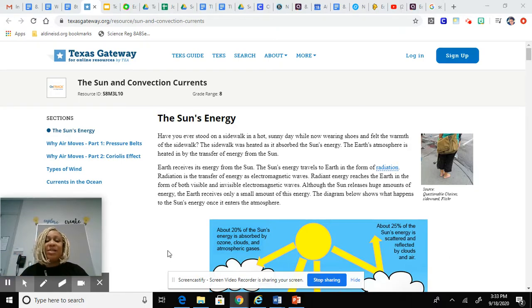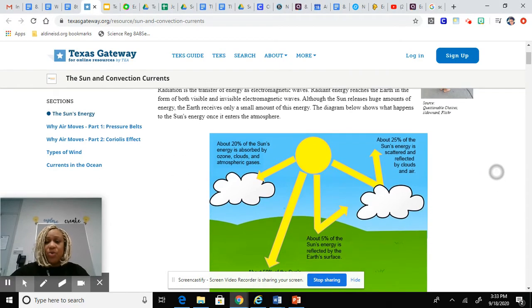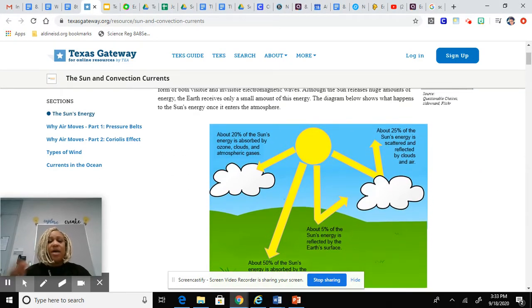Although the sun releases huge amounts of energy, the Earth receives only a small amount of this energy. Only a small amount, okay? Good thing we only receive a small amount. Can you imagine if we received all of the radiation from the sun? We would not be here, okay? So the diagram below, right here, shows what happens to the sun's energy once it enters the atmosphere.